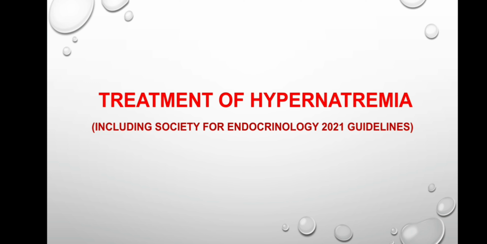Then lastly, the treatment of hypernatremia, including Society for Endocrinology 2021 guidelines. So we'll go step by step for treatment of hypernatremia. First of all, as in hyponatremia, we should correct hypernatremia for hyperglycemia. Again, to remember, because it's very important here in hypernatremia, on average every 100 increase above the first 100 of glucose will decrease the sodium by about 2 milliequivalent per liter.